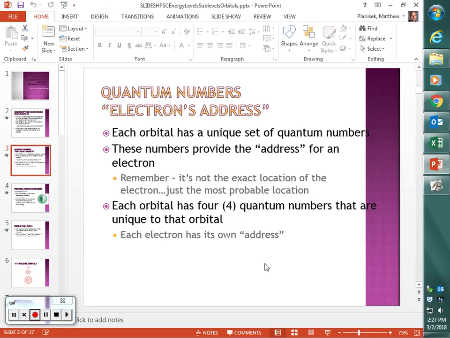That address is unique to your house. It describes a location that is different from all the other locations, all the other houses in the country. Are there other houses that have a house number of 123? Yes. Are there other houses that are on Main Street? Yes. Are there other houses in Westlake? Yes. But there's only one house that is 123 Main Street, Westlake, Ohio. And that's what the quantum numbers tell us.